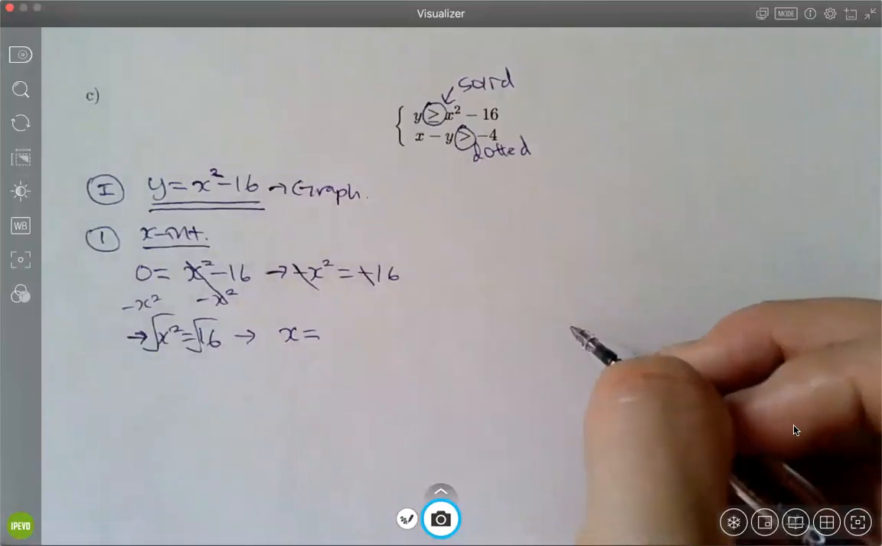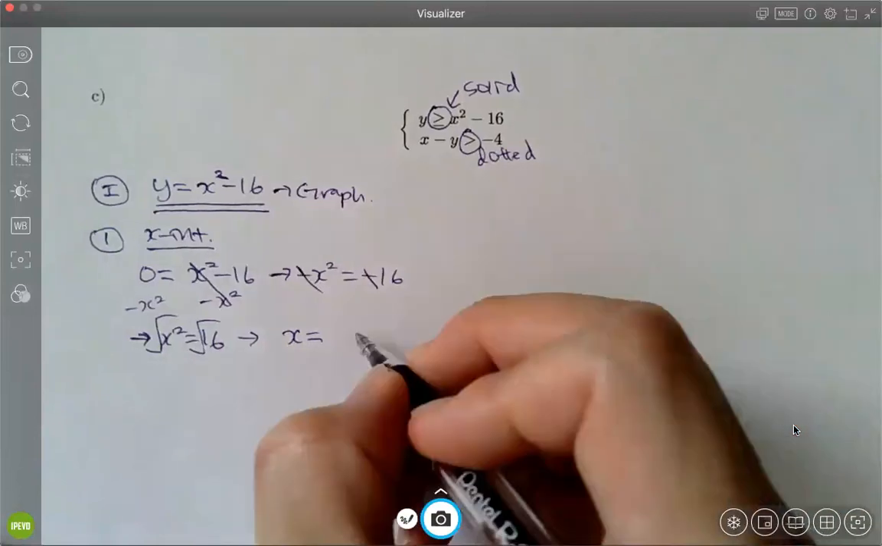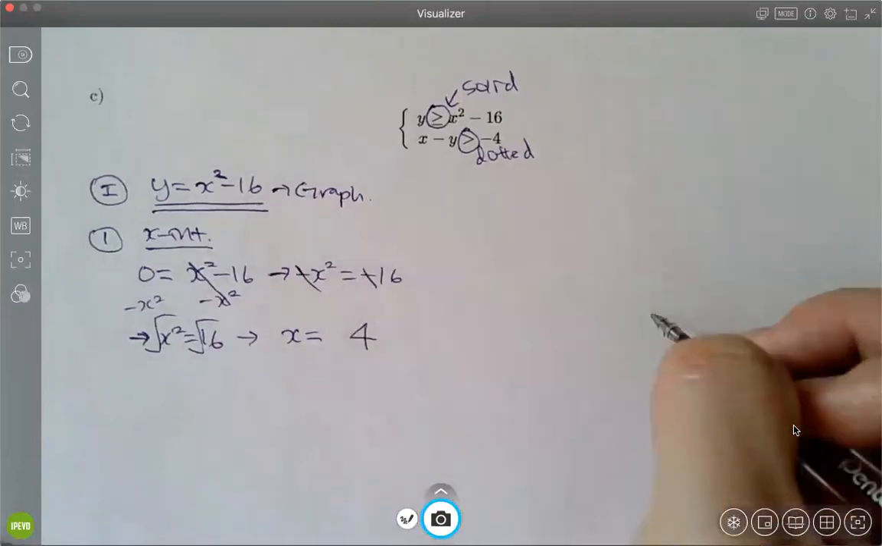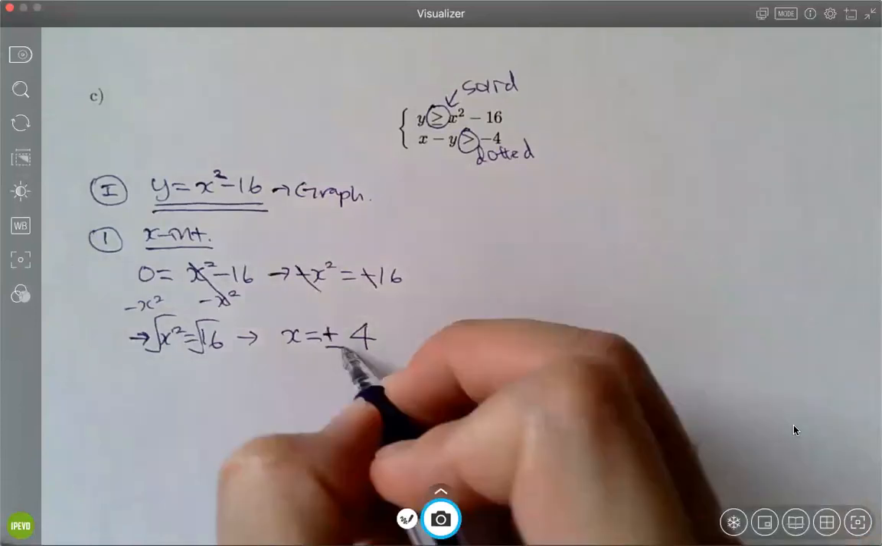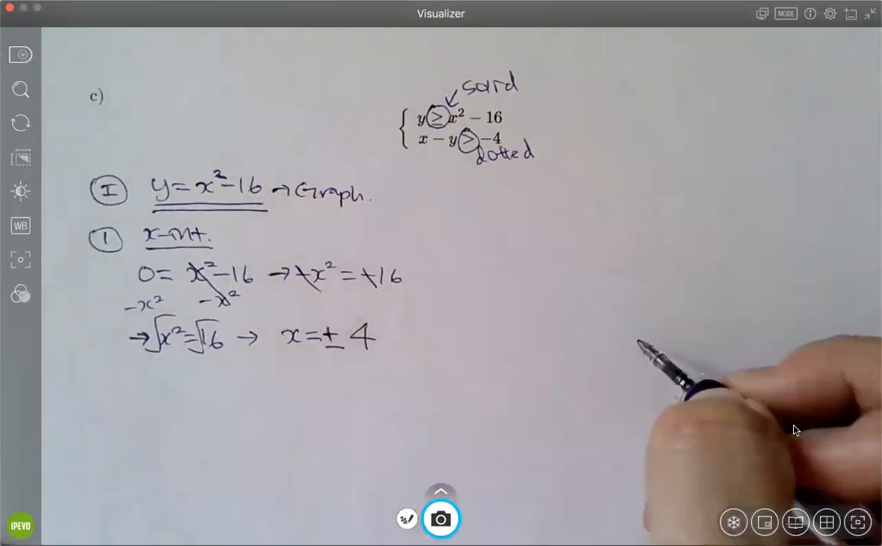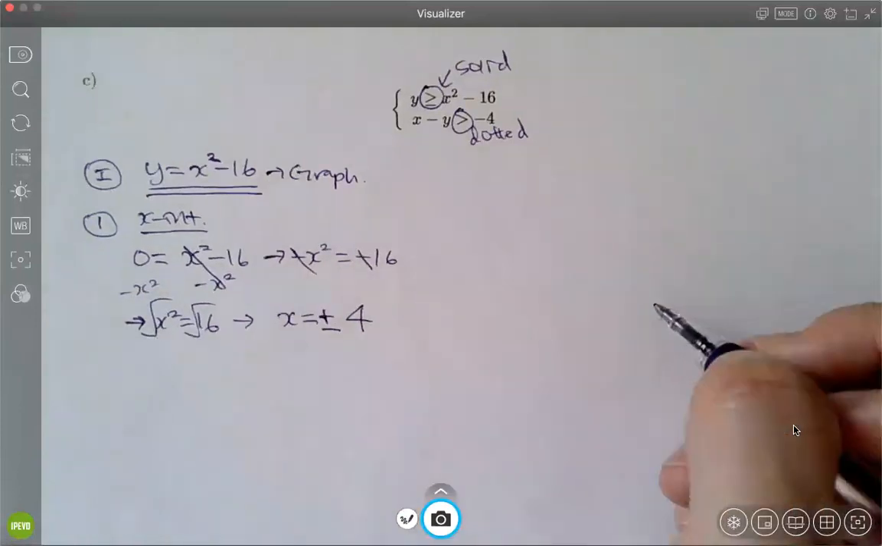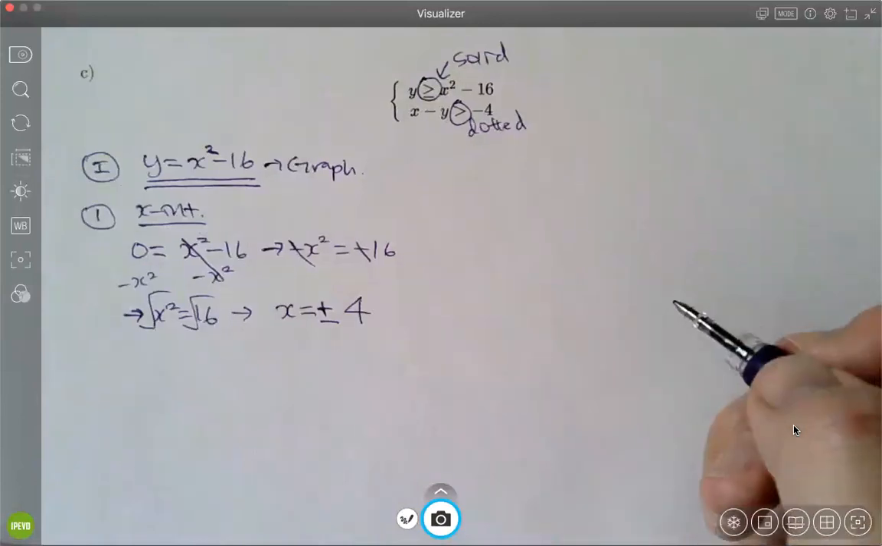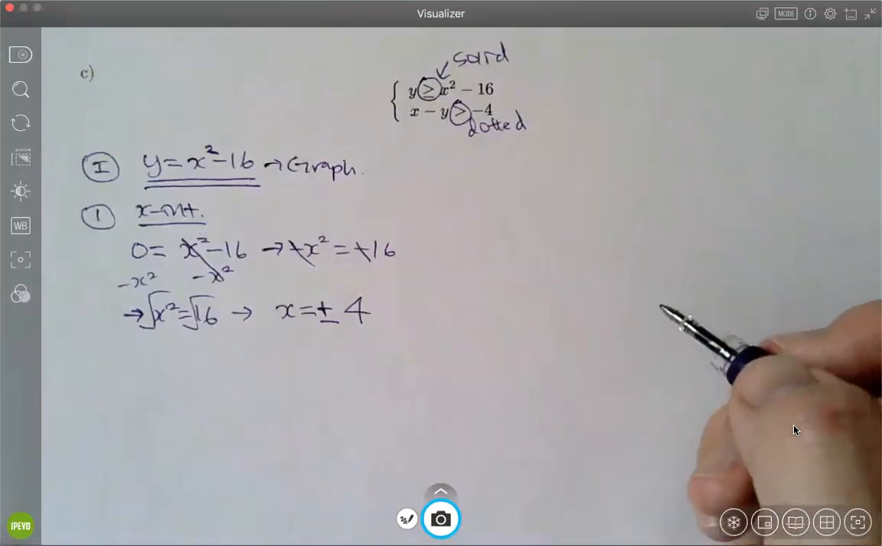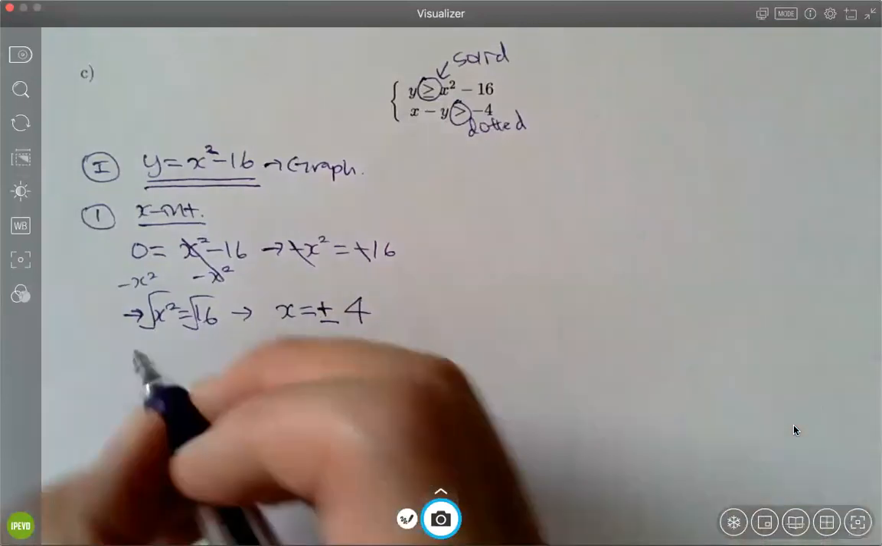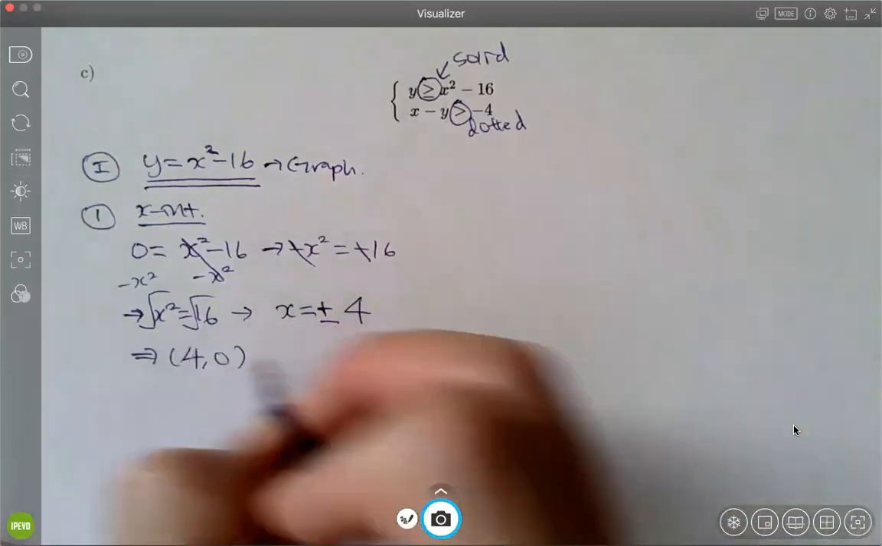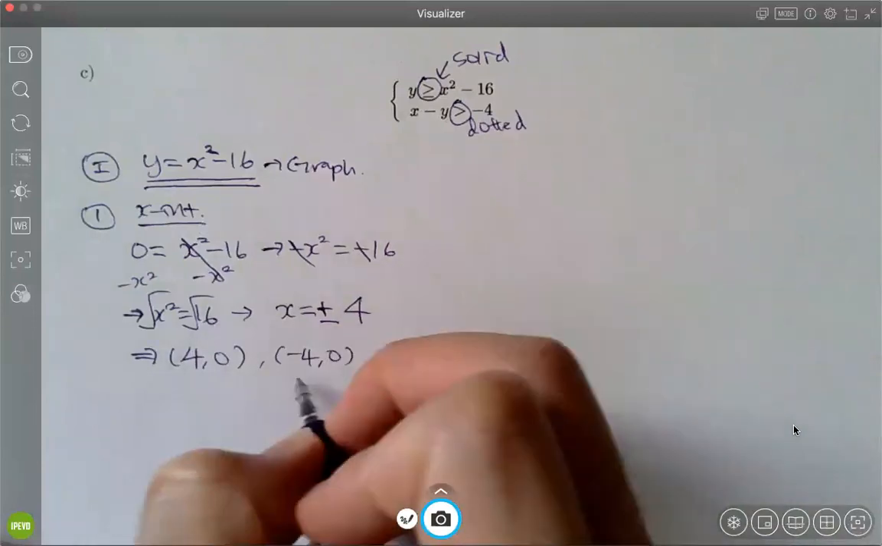Plus or minus 4, right? Okay, so now, what does that mean? How many x-intercepts did we get? 2, right? At (4, 0) and (-4, 0), both of which are good points.